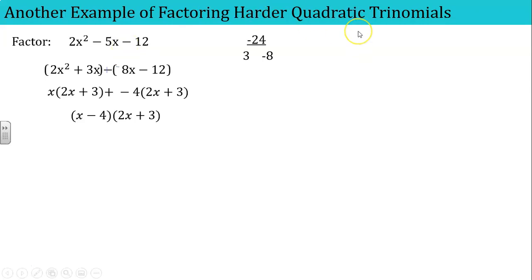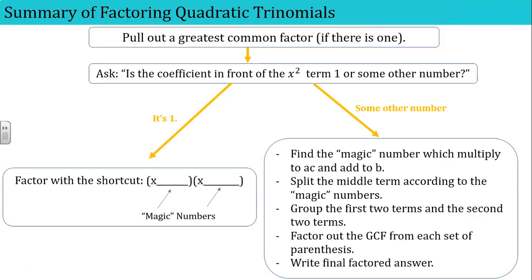You can see that the harder quadratic trinomials have quite a bit more steps. I want to just summarize everything that I've talked about in this video in one kind of flow chart. So this is how you factor quadratic trinomials. Your first step should be to pull out the greatest common factor if there is one. Next step, is the coefficient in front of the x squared term 1 or some other number? If it's 1, your life is awesome. It's way easier and way quicker to factor if that leading coefficient is 1. You just set up your parentheses like this, and you insert the magic numbers into these blank spaces.